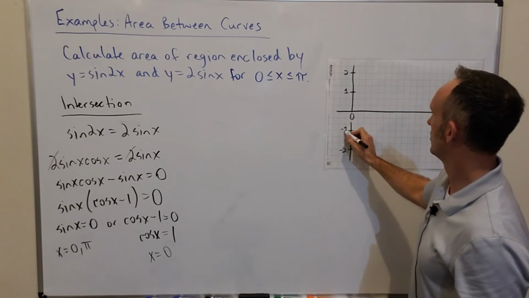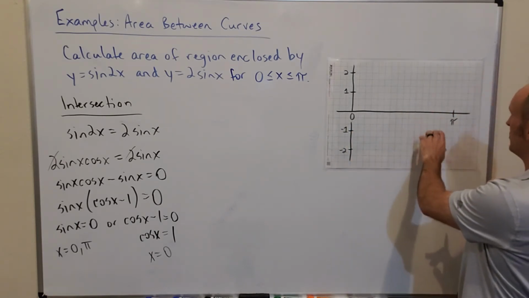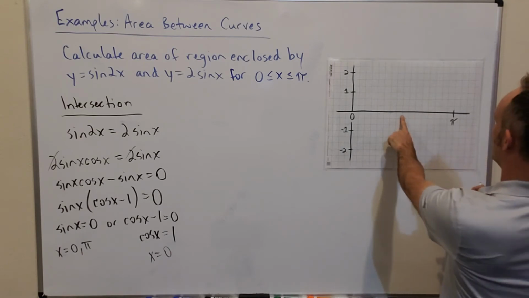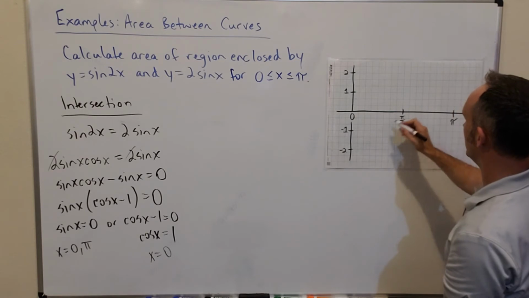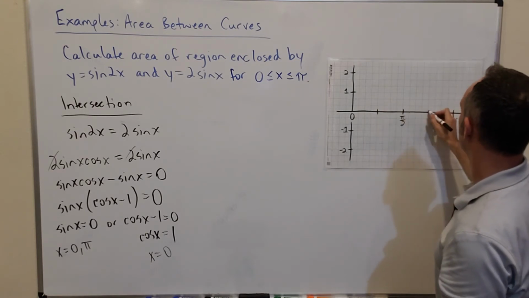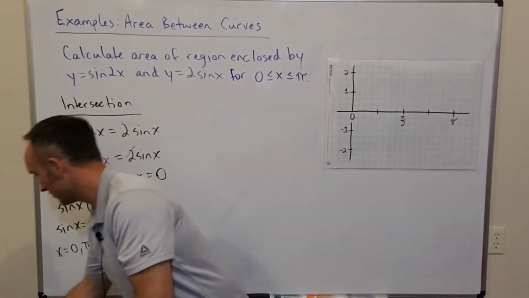Here's negative 2. And then sine of 2x has an amplitude of 1, so I'll mark 1 as well. All right, so we've got our grid set up. We could identify pi over 2 here, in fact, if we wanted. So pi over 2 looks like it's right here. And we could cut that in half again if we wanted to. So something like this. Now we need to graph the two functions.